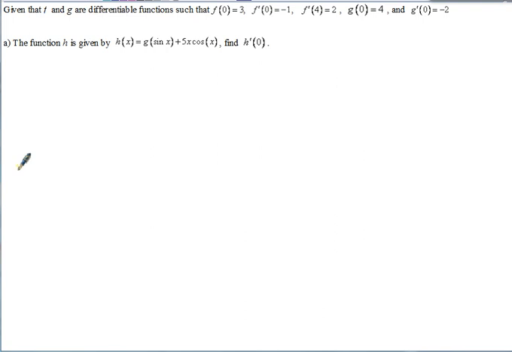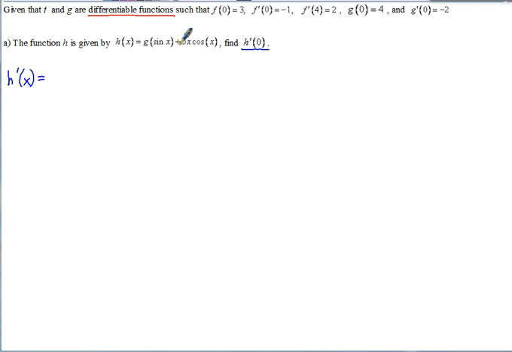Now let's take a look at some that are written in general form here. So it says f and g are differentiable functions. That just means you can take their derivatives. And it gives you all this information about f and g, but we don't know why we need that until we actually work through the problems. So it says h of x is given by this, and we're looking for h prime of 0. So before we can find h prime of 0, though, we need h prime of x.